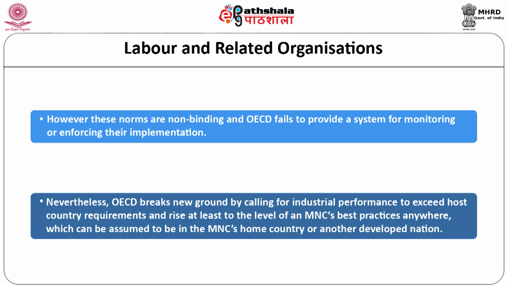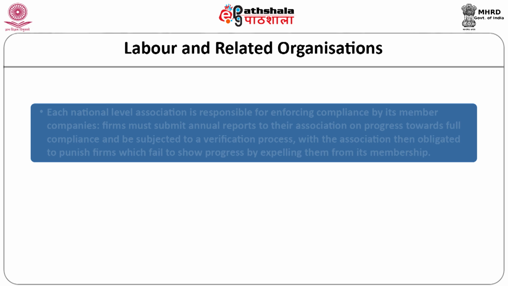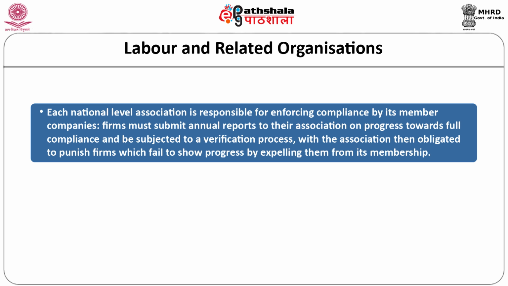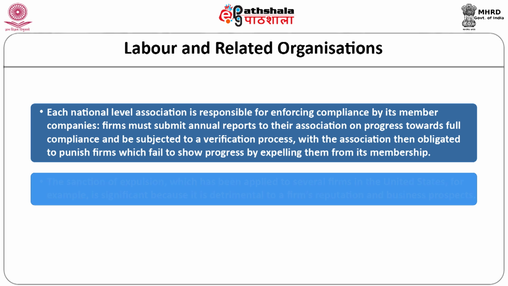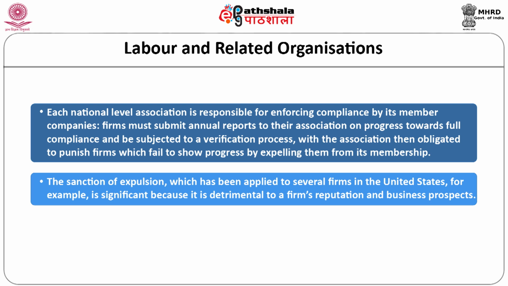Nevertheless, OECD breaks new ground by calling for industrial performance to exceed host country requirements and rise at least to the level of an MNC's best practices anywhere, which can be assumed to be in the MNC's home country or another developed nation. Each national level association is responsible for enforcing compliance by its member companies. Firms must submit annual reports to their association on progress toward full compliance and be subjected to a verification process, with the association then obligated to punish firms which fail to show progress by expelling them from its membership. The sanction of expulsion, which has been applied to several firms in the United States, for example, is significant because it is detrimental to a firm's reputation and business prospects.